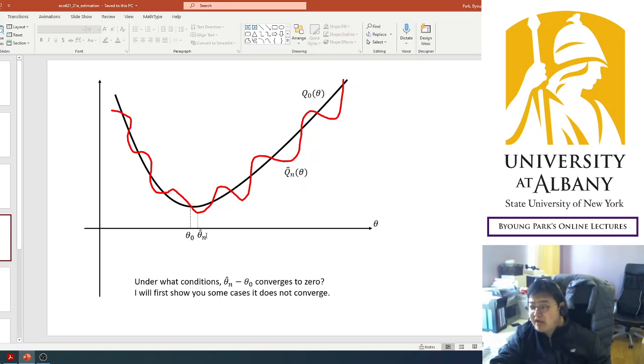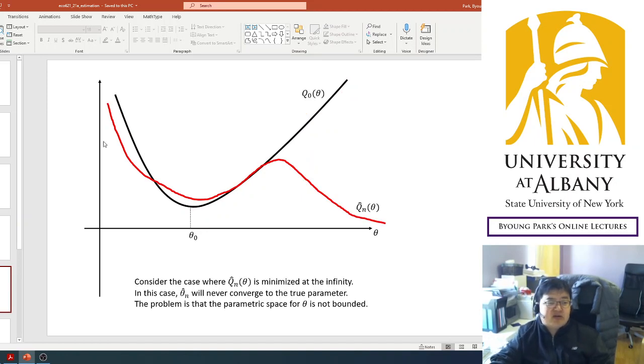To do that, I'm going to show you counterexamples first, when the estimator does not converge to the true parameter. I will show you several, maybe 3, 4 examples. This is the first example. Suppose that your estimator is doing well. You are estimating the criterion function like this, and suddenly its behavior is becoming worse as theta goes to infinity. So as theta goes to infinity, it goes down somehow.